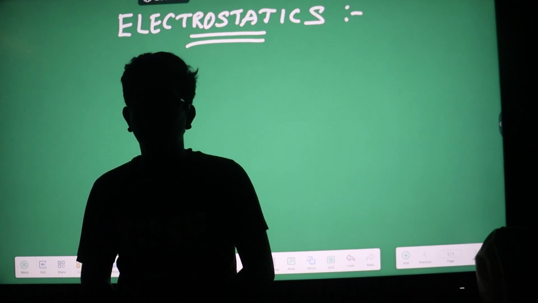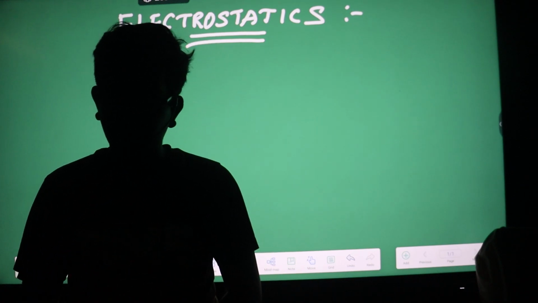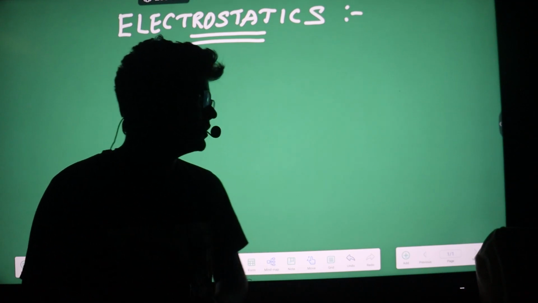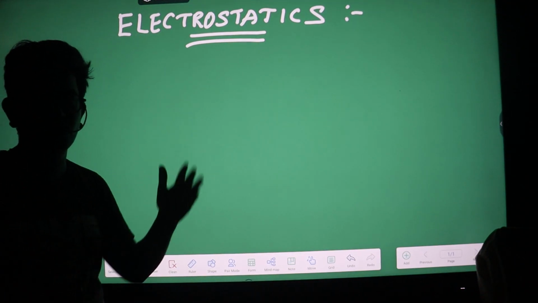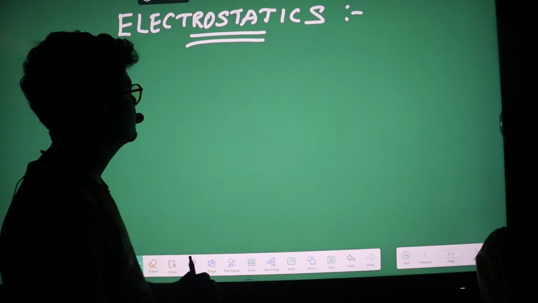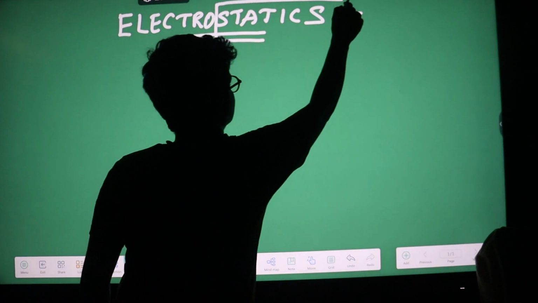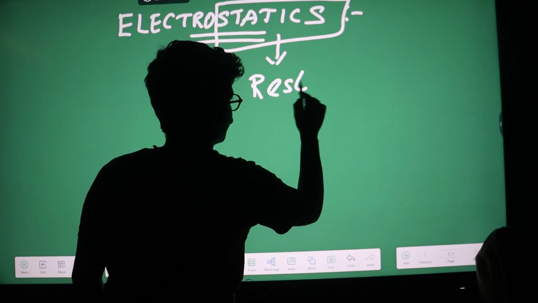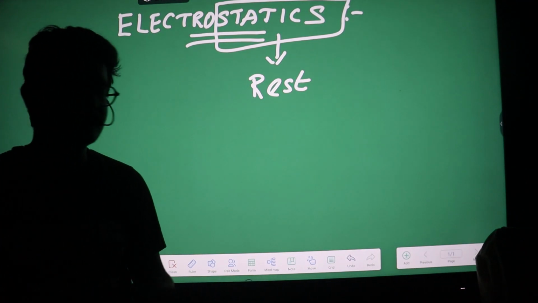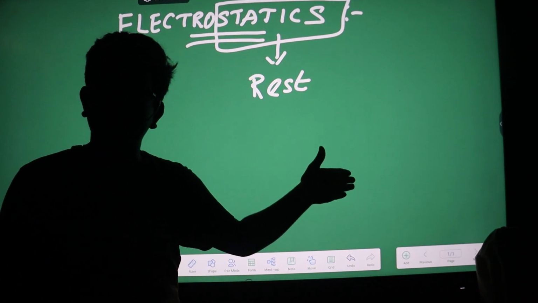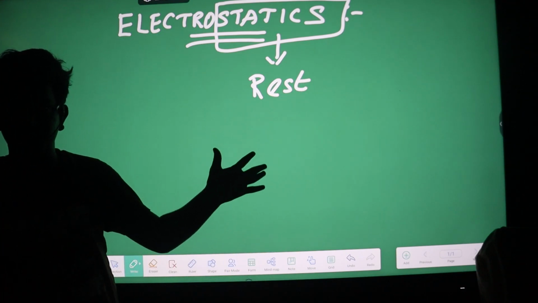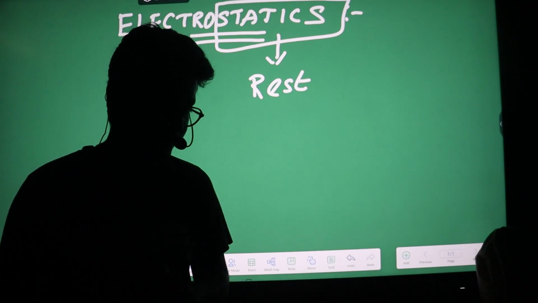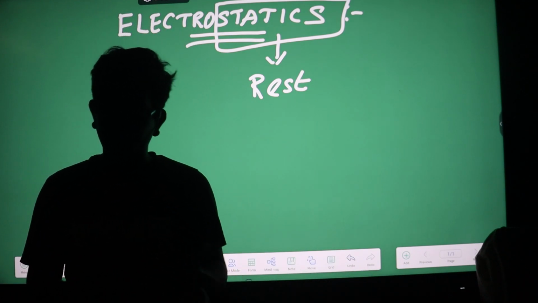So in this lecture we are going to start a new chapter in physics, that is our first chapter, electrostatics, in class 12th. So here, first coming to the definition of electrostatics, right? Here, the word static actually refers to rest. First we have to understand what static refers to. Static refers to rest. Rest in the sense something is not moving, right?